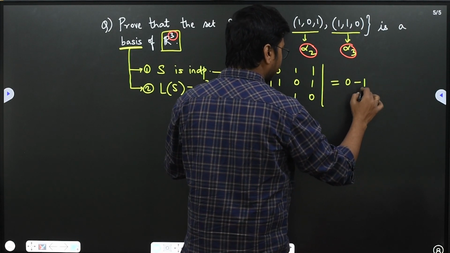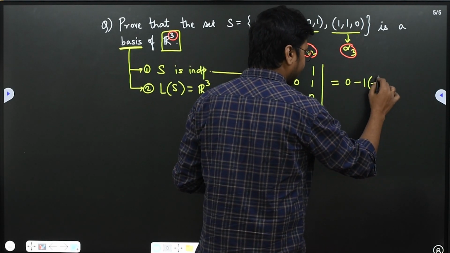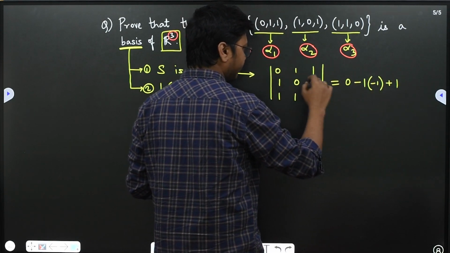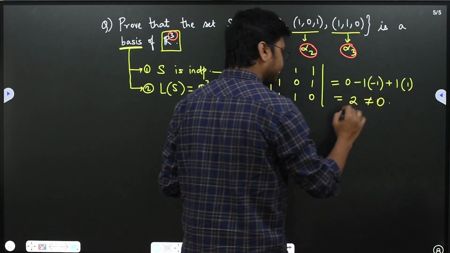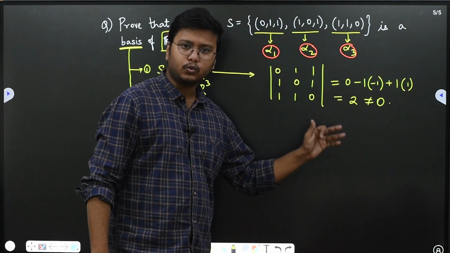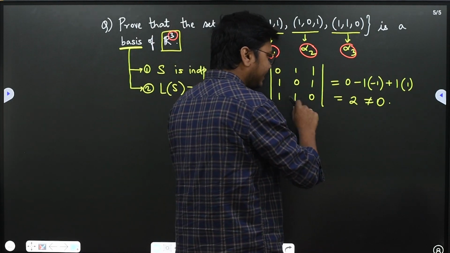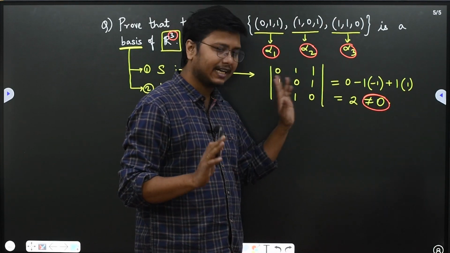First of all, I'll have 0 minus 1, I'll be having bracket minus 1, and for the other element I'll be having 1, so that would be 2, which is non-zero, right? So I have the determinant value 2 and it is non-zero. What we are interested in is whether the determinant is 0 or non-zero. That is what we are interested in, not the exact value.